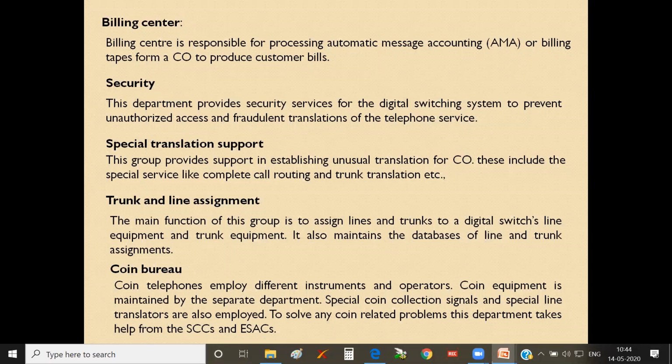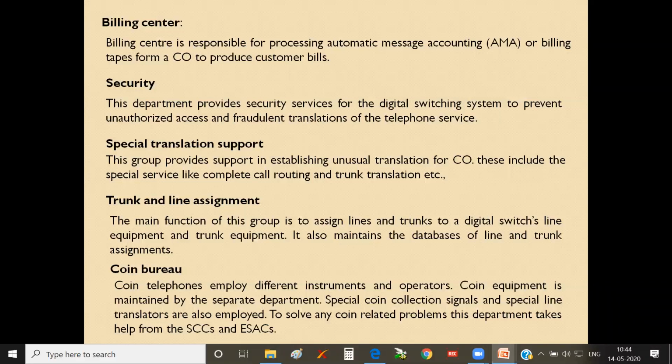Okay, assignment. In the name itself, the meaning is there, where we need to assign some lines to the subscriber to the system to communicate between the subscribers. It might be a line or it might be a trunk. So for that purpose, some inputs we need to provide. We need to give them for the line equipment or trunk equipment to switch on the digital switch. Okay, it also maintains the database of line and trunk assignments.